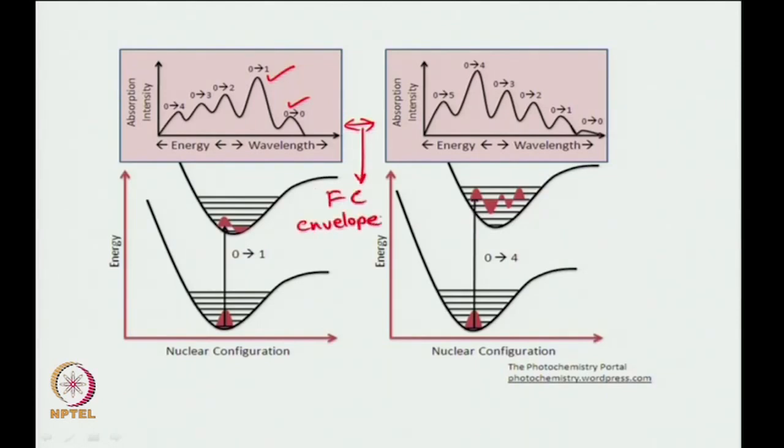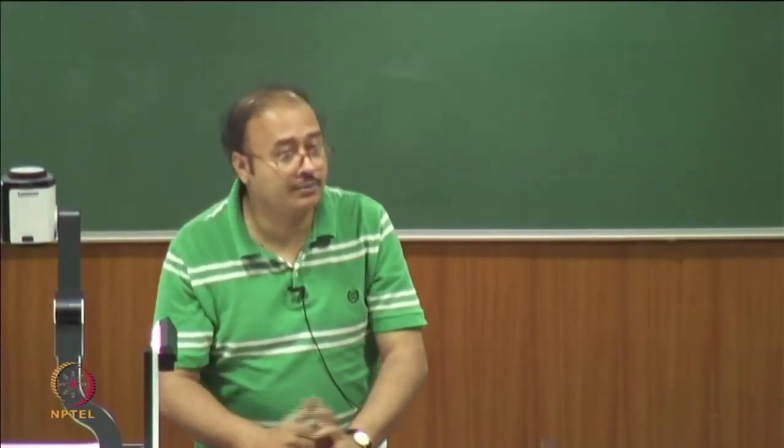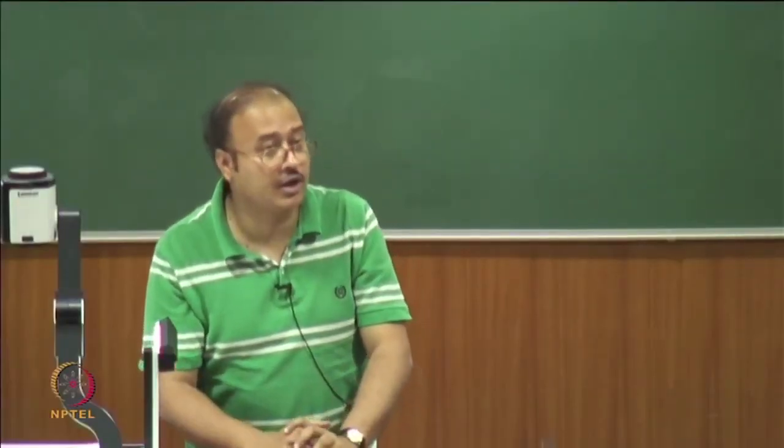This is referred to as a Franck Condon envelope. Franck Condon means just a vertical transition. Why is it an envelope? Envelope means it is not just one transition; it is enveloping under its shade a series of transitions: 0 to 1, 0 to 2, 0 to 3, 0 to 4. And which one will have the maximum intensity would be defined by the overlap integral essentially. That is how it goes, right. So, this is also referred to as a vibronic envelope or Franck Condon envelope.